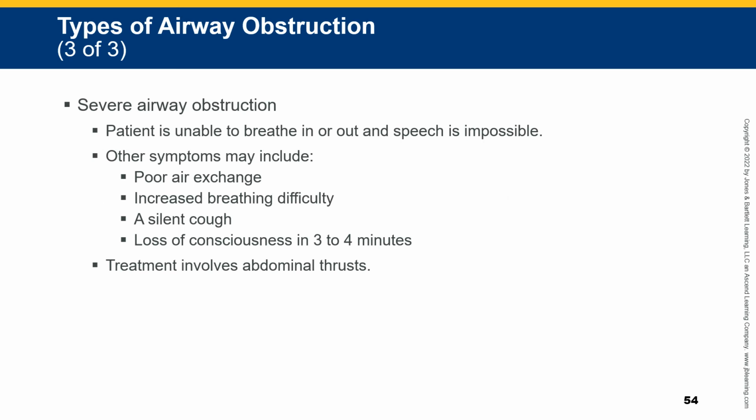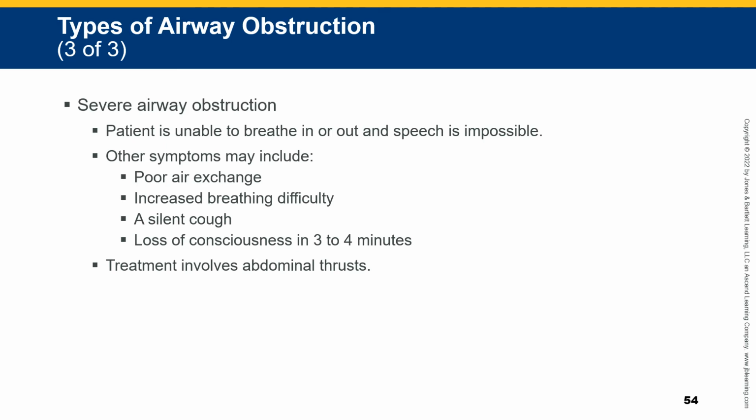With severe airway obstruction, the patient is unable to breathe in or out because they cannot exhale air, so speech is impossible. So if you see someone who is conscious but is reaching towards their throat and is completely silent, they're indicating to you that their airway is obstructed. And there may be poor air exchange. In other words, they may be almost completely occluded, or they may be having an increased breathing difficulty.